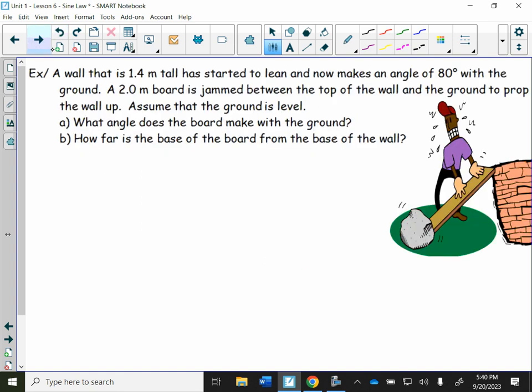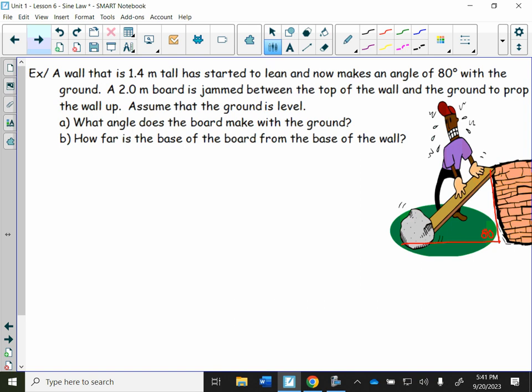So let's try one of those pictures. Pause it, read it, try it. See if you can make the picture. If you make the picture, try the math. If you got this one figured out, you kind of got the sine law figured out. We have a wall that's 1.4 meters tall that started to lean and now makes an angle of 80 degrees with the ground. So in my diagram, I see my wall. Here it's leaning. It makes an 80 with the ground. That's going to be 80.